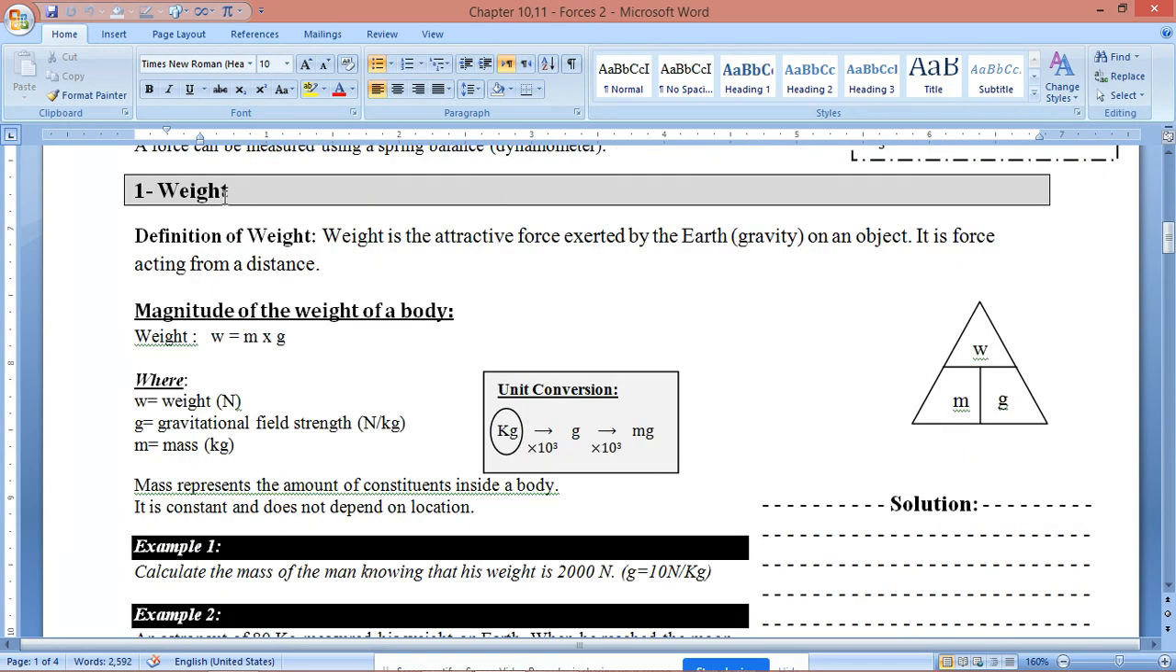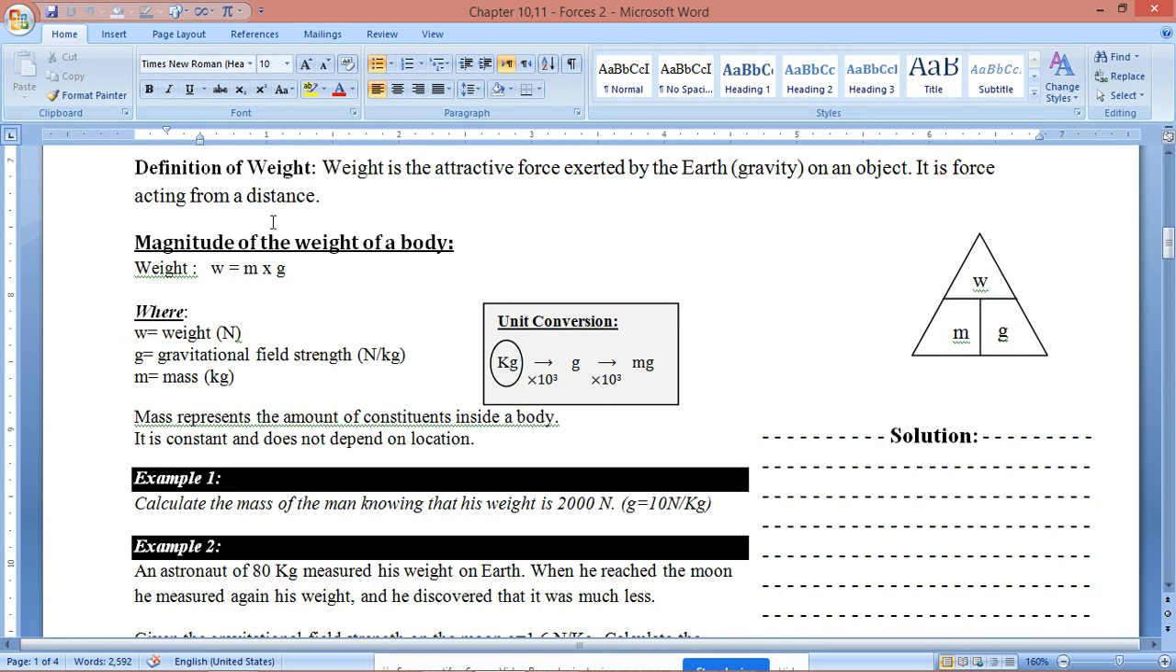The first force acting from a distance we're going to talk about is the weight, which is the gravitational force. We know that weight equals mass times gravity, and the SI units of these three parameters are the weight in newtons. Of course, any force has unit in newtons. The g, which is the gravity, and m, which is the mass in kilograms. Note that the gravity is always given about 9.8 or 10 newtons per kilogram.